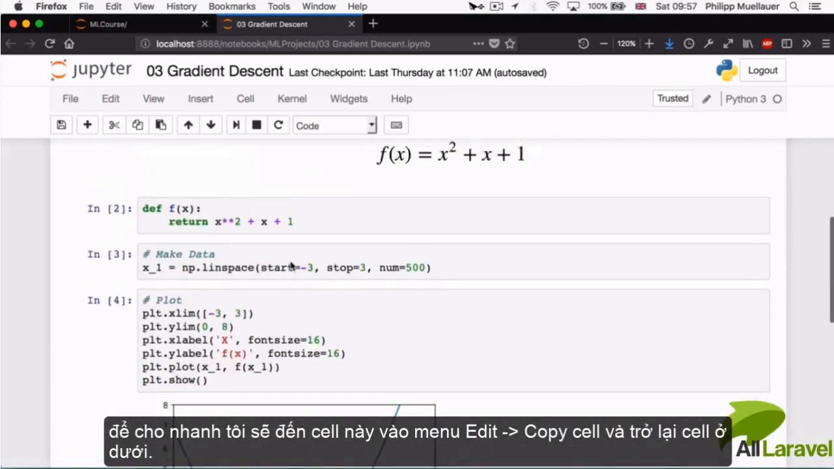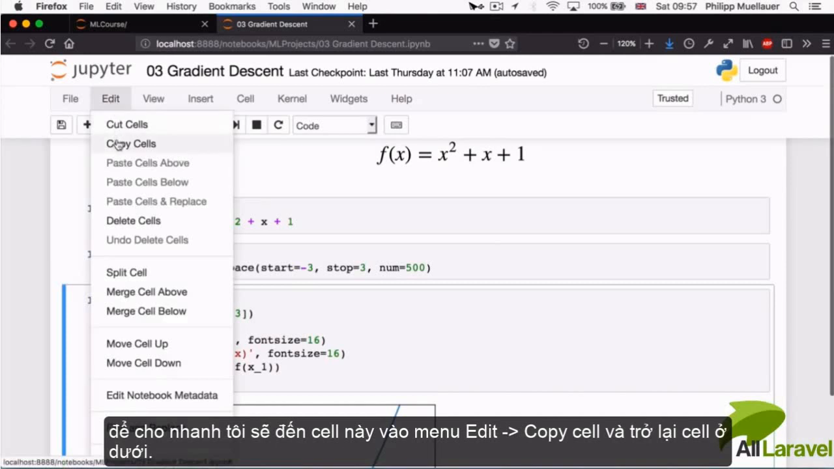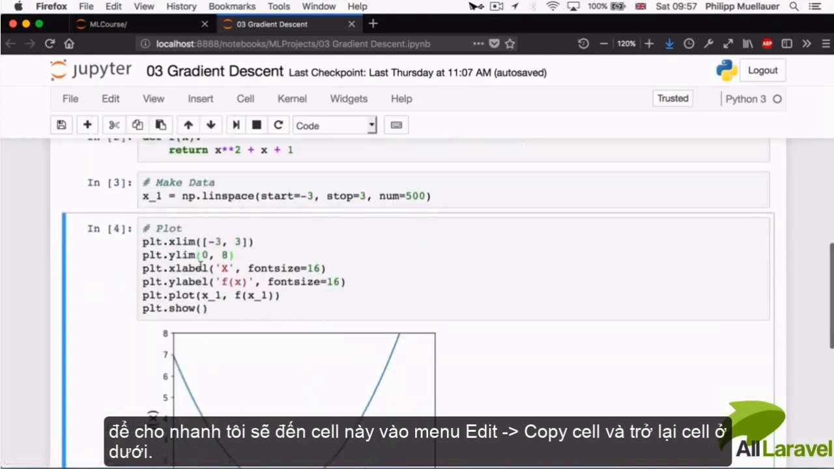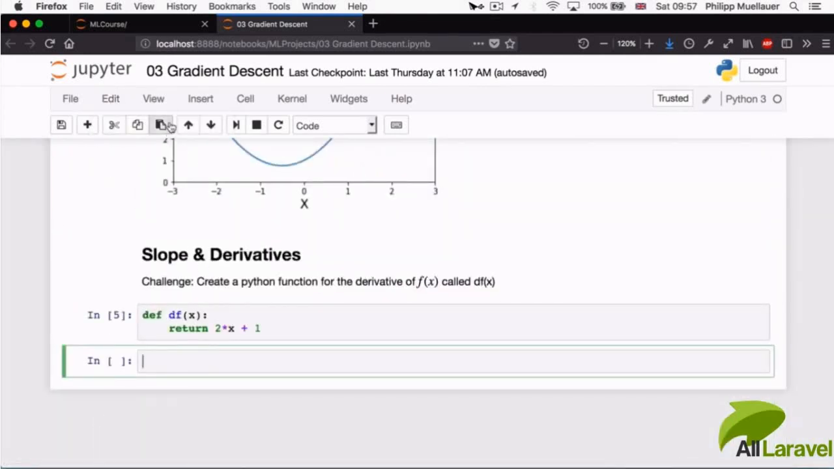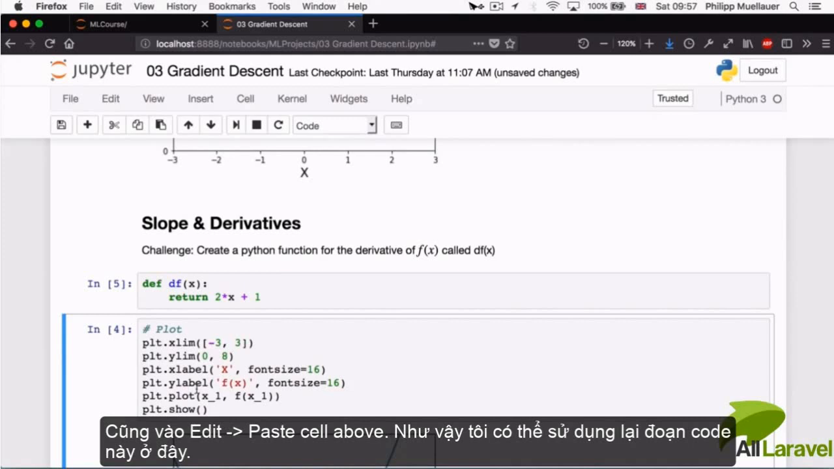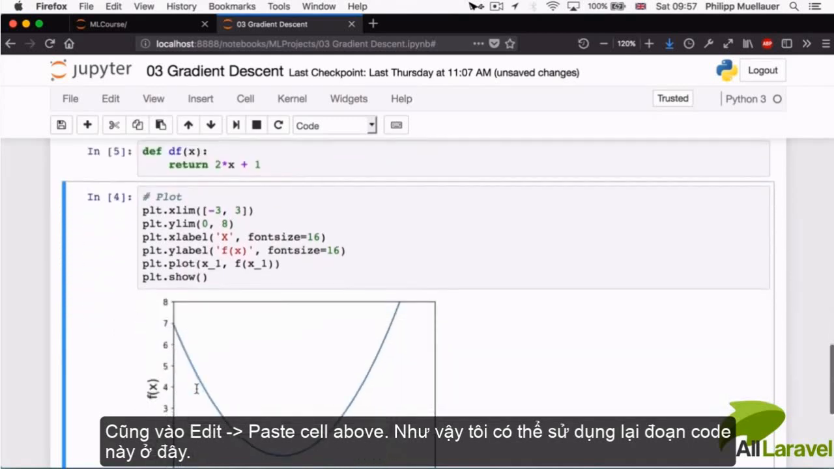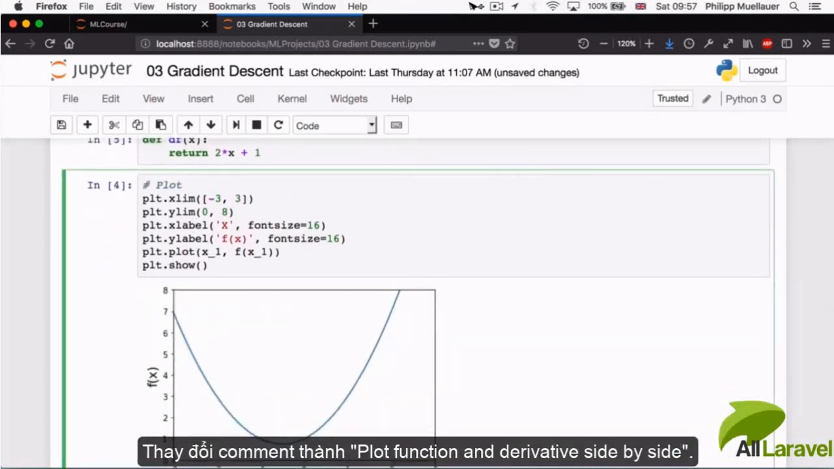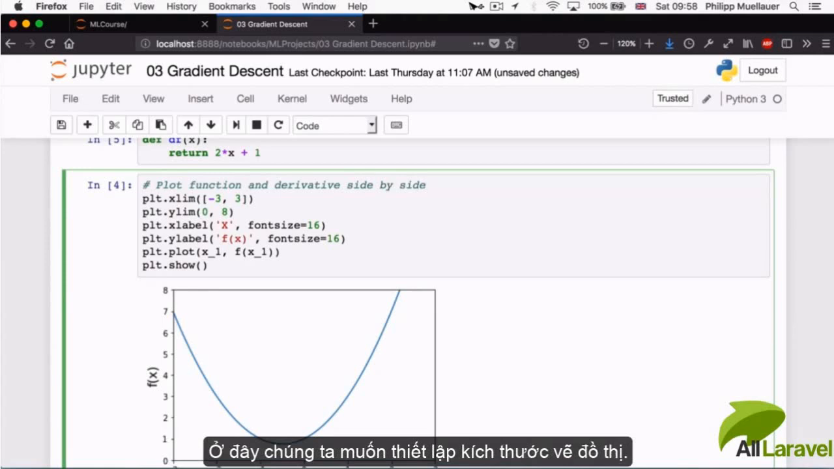I'm just going to very quickly go to Edit, Copy Cell, and then go down here, and go to Edit, Paste Cell Above. So I can reuse some of this code that we've got here. I'm going to change my comment here. I'm going to say plot function and derivative side by side. So this is what we're going to do here.